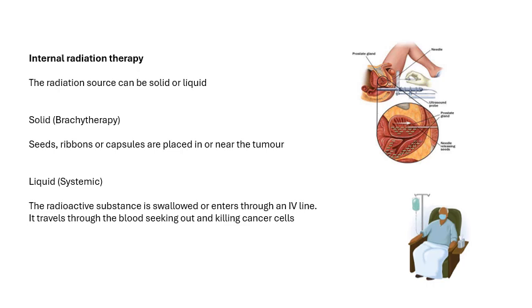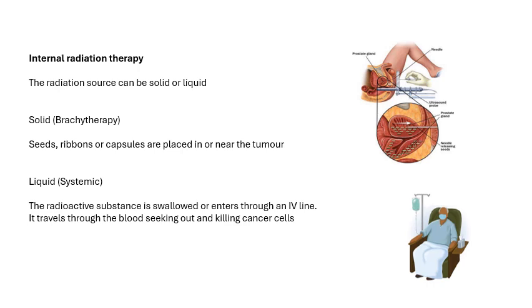Internal radiation therapy, so you can use a solid, and that's called brachytherapy, where you put seeds or ribbons or capsules actually in or near the tumour. This is commonly used to treat prostate cancer. So a very disturbing picture there, and they're putting these radioactive needles inside the prostate gland, and then they leave them there and they emit radiation and attack the cancer cells.